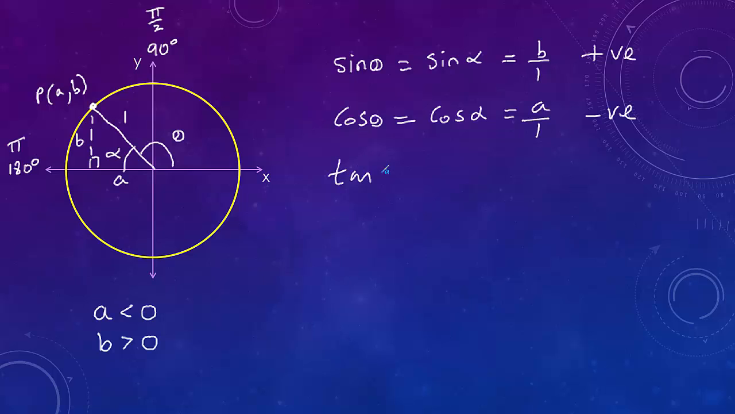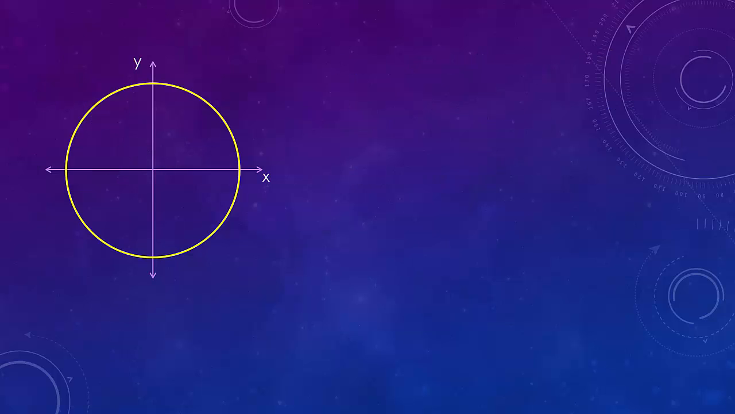And then the tangent of theta is the tangent of alpha, which is B over A. B is positive, A is negative, so that also is negative. So between 90 and 180, the sine is positive and the cosine and tangent are negative. And we call this one the S quadrant for that, because only the sine is positive.